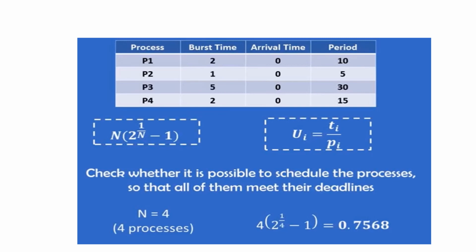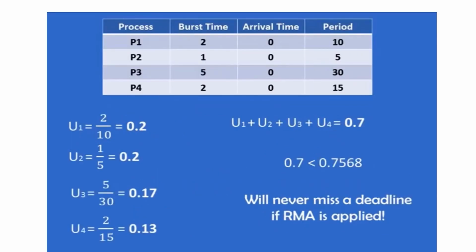Now, we have to calculate utilization. How to calculate the utilization? Ui is equal to Ci by Pi. Here U1 is equal to the burst time 2 divided by period 10, 0.2. U2 is equal to 1 by 5, 0.2. U3 is equal to 5 divided by 30, 0.17. U4 is equal to 2 by 15, 0.13. When you add all these utilizations, you will get 0.7. So, 0.7 is less than 0.7568, so it will never miss the deadline if RM is applied.